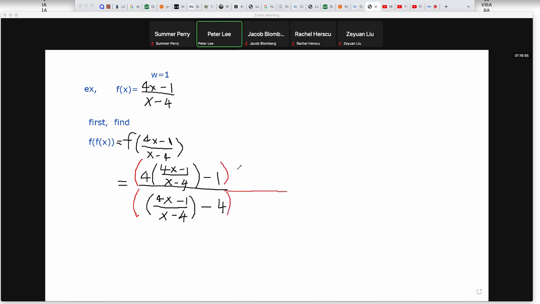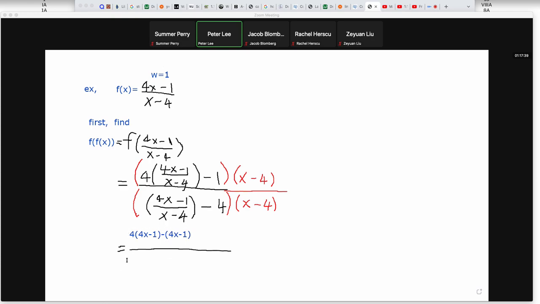We are going to multiply top and bottom by x minus 4, because x minus 4 shows up in the denominator. This is the process for simplifying. When you multiply that out, the numerator will be 4 times (4x minus 1), and then minus (4x minus 1). That's what we get in the numerator.